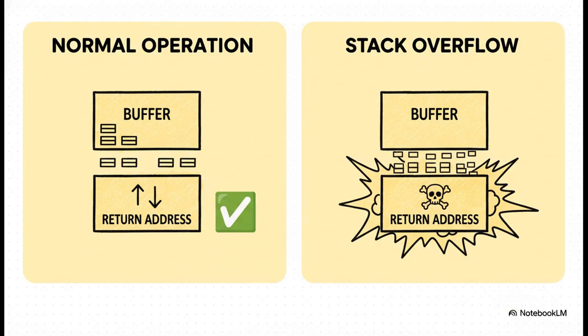On the left, you've got normal, happy operation. Data fits nicely into its little box, the buffer, and that all-important return address right below it is safe and sound. But now, look at the right. This is a stack overflow. The attacker just sends way too much data. It spills right out of the buffer and just bulldozes everything after it, including that critical return address. All of a sudden, that go-back-here sticky note has been completely replaced.